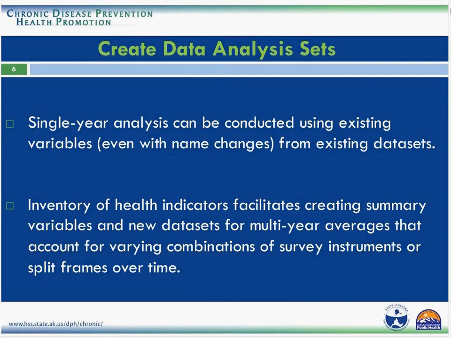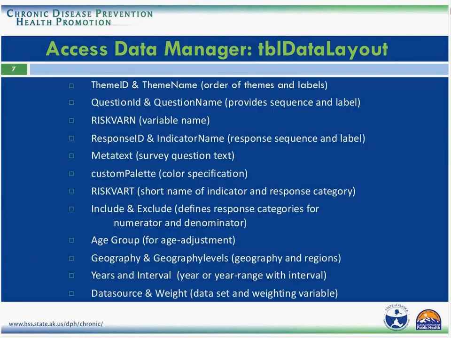So if you have just single year analysis, you can just use your existing variables, even though the names may change between years. That's not important if you're using just single years. The inventory of health indicators facilitates creating summary variables and data sets when you have to use multi-year averages as a result of varying combinations of survey instruments or split frames over time.